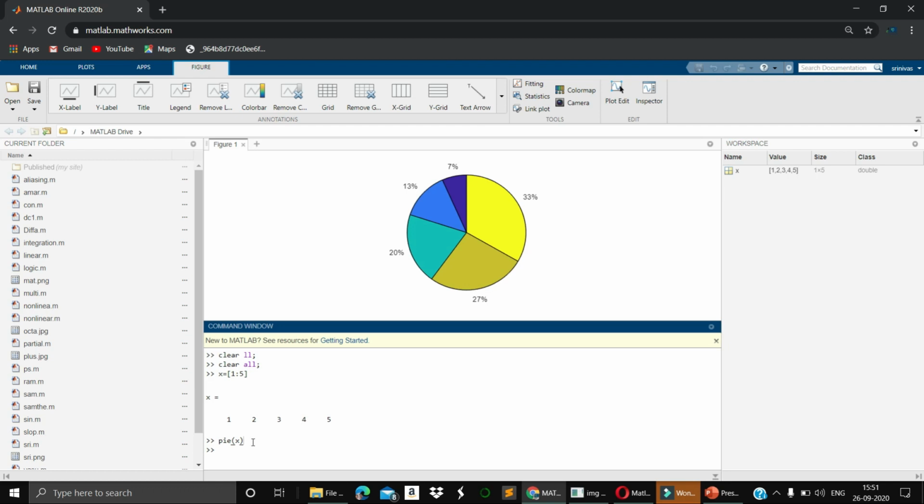So it is in two dimensions. When I write pie3 of x, it will give a three-dimensional plot. Let's see that one also.